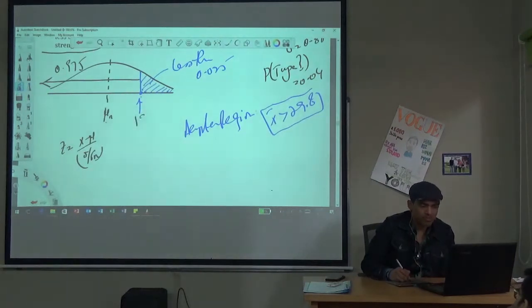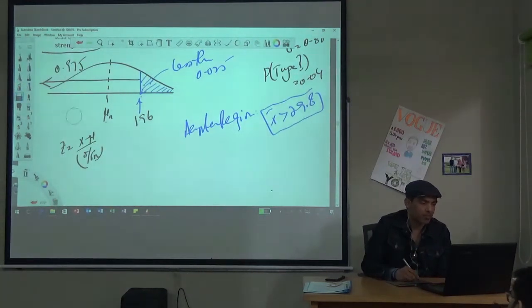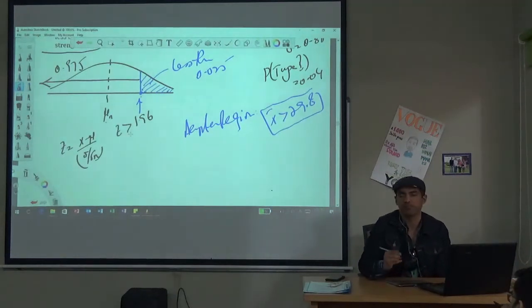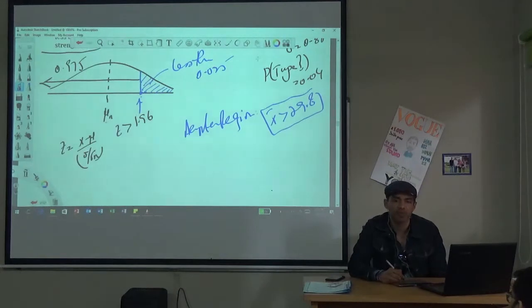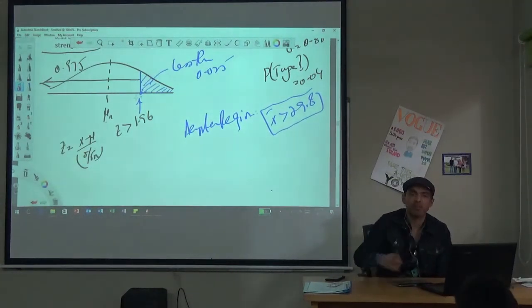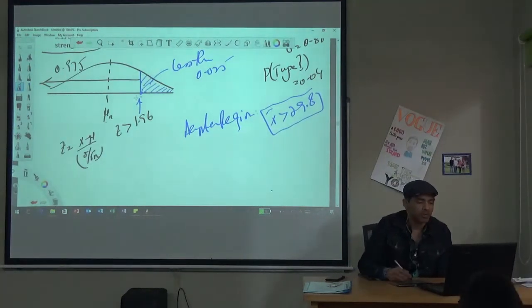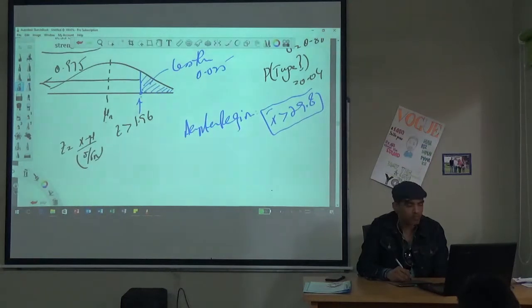Now if this area is going to be smaller than 0.025, your z value is going to be greater than 1.96. This is what you need to take. Sorry, I took the x value, I should have taken the z value. Your z value should be greater than 1.96, because we will convert z to x later, right? First it's the z value on the basis of which you have your area. So if this area is smaller than 0.025, your z value is larger than 1.96, because at 1.96 your area is 0.025.